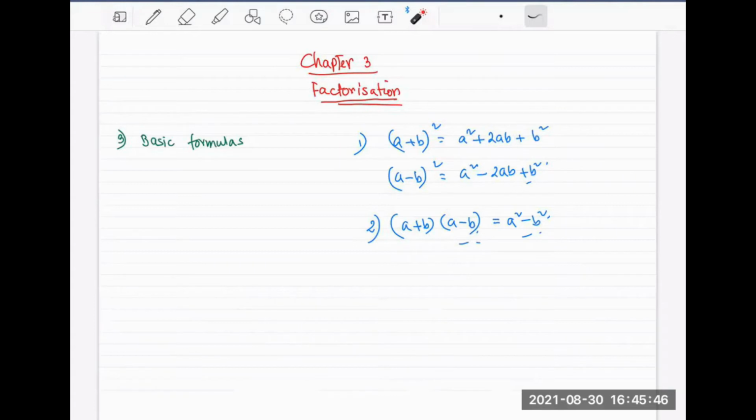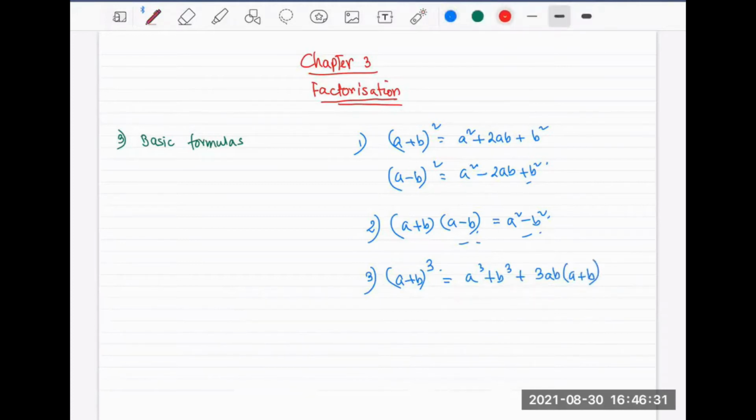Let me move on to the next one, the one with the cubes. So number 3, A plus B whole cube is equal to. Let's see how we get the expression for this. Actually, the expression is A cube plus thrice A square B plus thrice AB square plus B cube. Or instead of writing this, I can write another formula. I can write A cube plus B cube plus thrice AB, A plus B. Let's see how we obtain this.